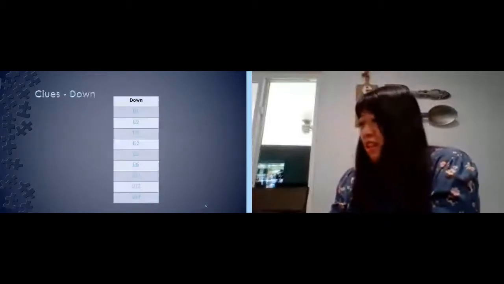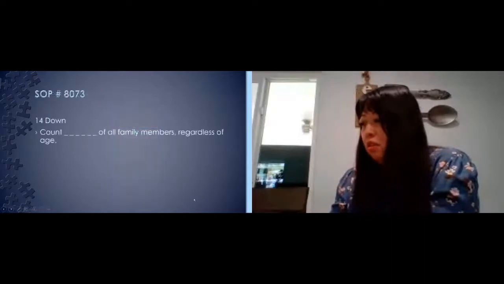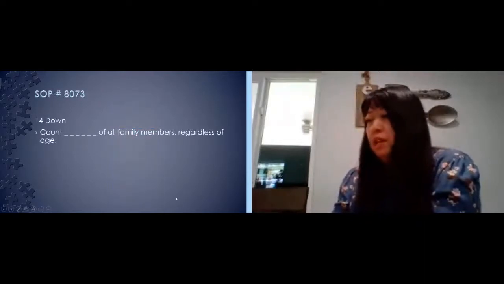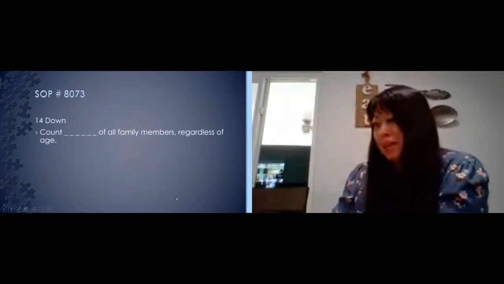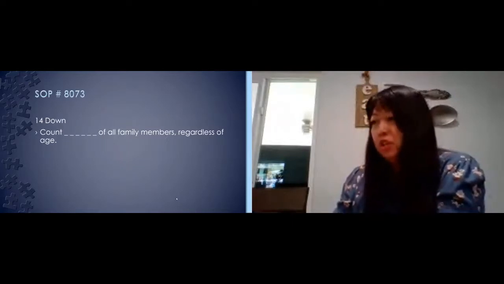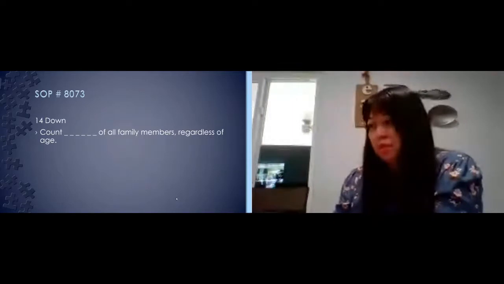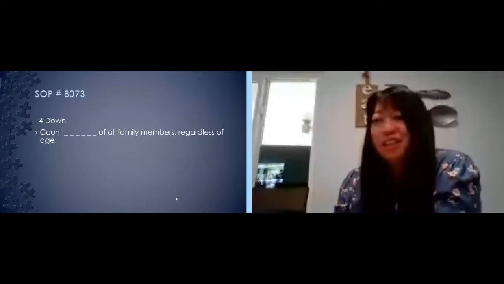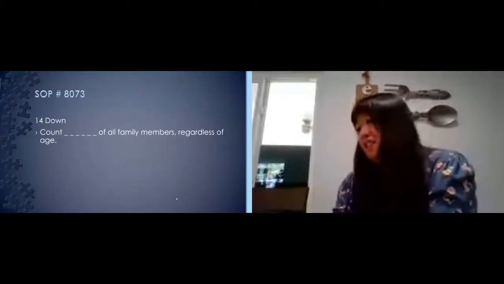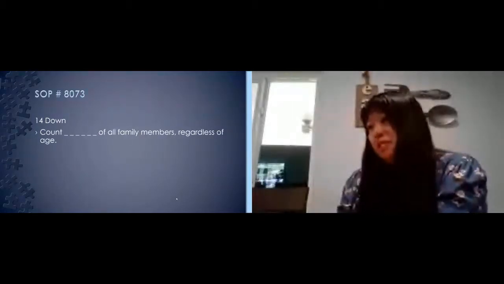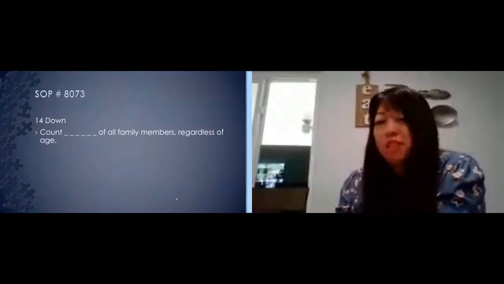Okay. And we're going to go to our last clue for number 14, 14 down. Count blank of all family members, regardless of age. A 6-letter word, and it could be found in SOP 8073. It's not income.